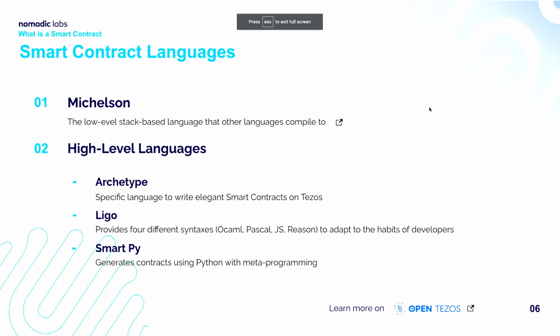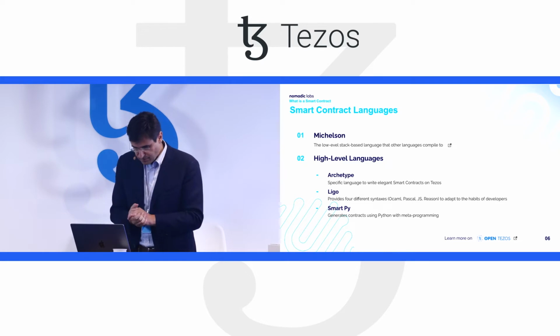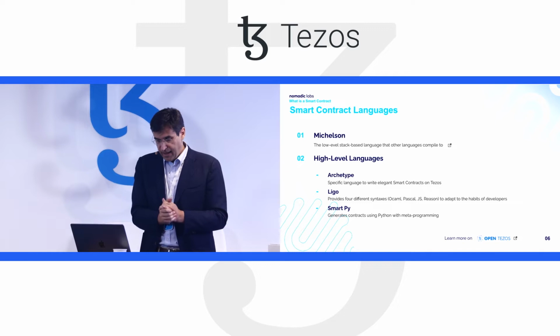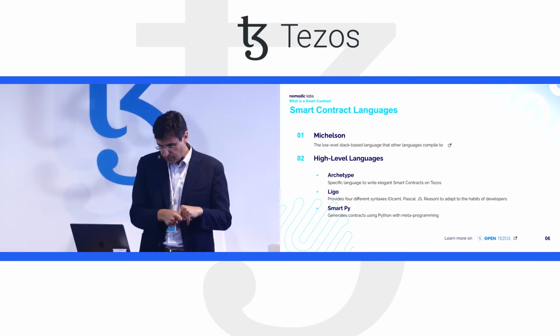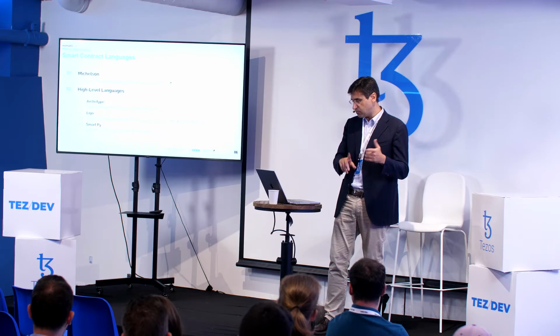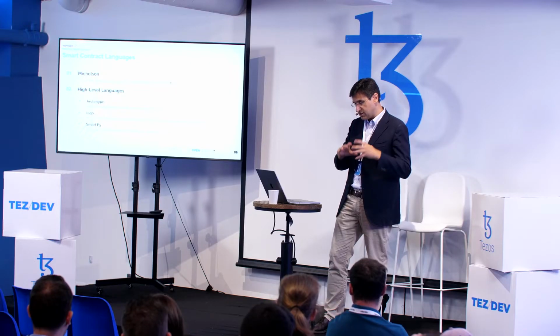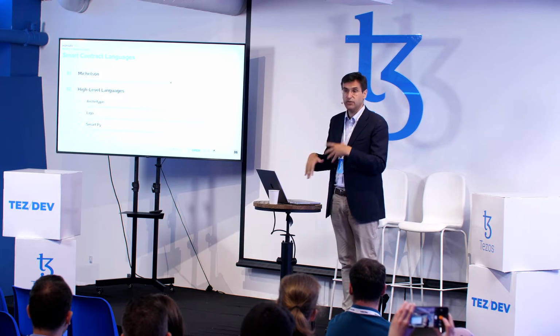So you have three of them. One is Archetype, and we are the creator of the Archetype language. It's a specific language, really designed for Tezos. You also have LIGO. The specificity of LIGO is that it provides four different syntaxes: OCaml, Pascal, JavaScript, Reason. And you also have SmartPy that Claude mentioned. It generates contracts using Python with metaprogramming.